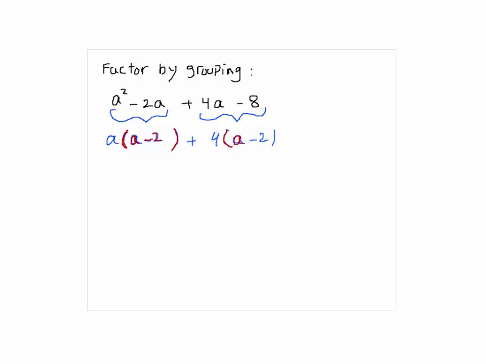Now, if you don't get anything in common, you may want to group this differently. You may want to group the first term and the third term, or the first term and the last term and two middle terms. There are 3 different ways you can group them to get the right grouping.